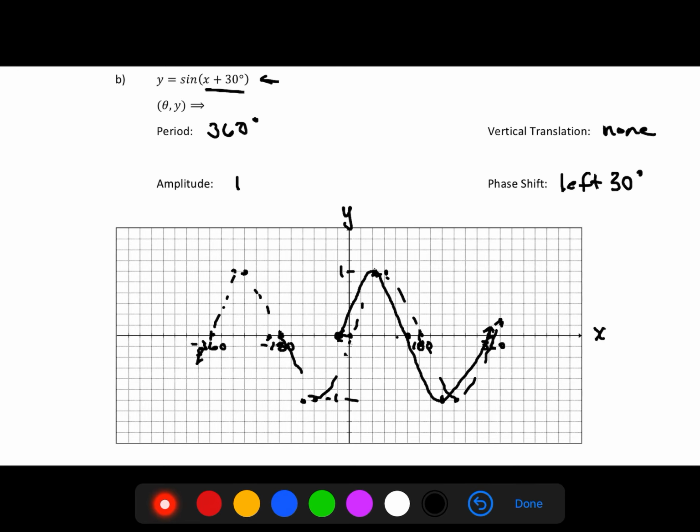Whichever makes more sense to you, because we know our key points haven't changed, our period is still the same, so we can still talk about using our key points as left 3, which is 90 degrees, and from 0 to 1 to 0 to -1, etc. And there's our graph of y equals sine of x plus 30 degrees.